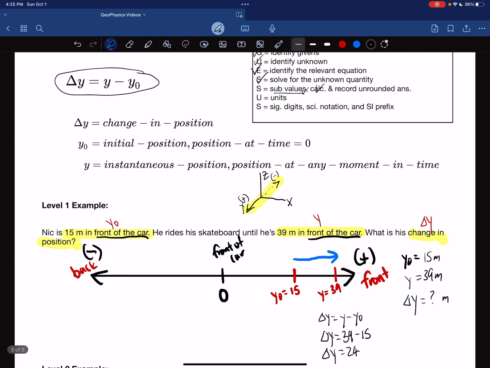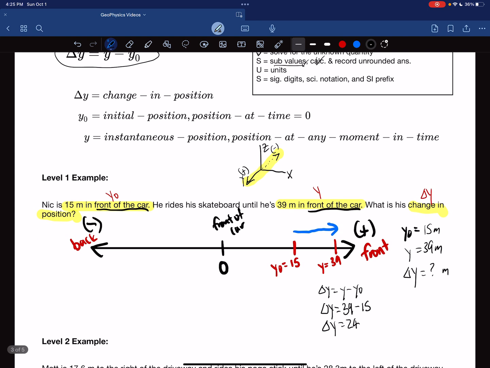We've calculated it, and there's no rounding involved. So we've done our S, and now we put our units, which is meters. Now we express it with the proper number of significant digits. Our first position went to the ones place, and the second position went to the ones place, so our answer is going to be to the ones place. Whenever we're subtracting, it's going to be just the rightmost digit of the number, usually.